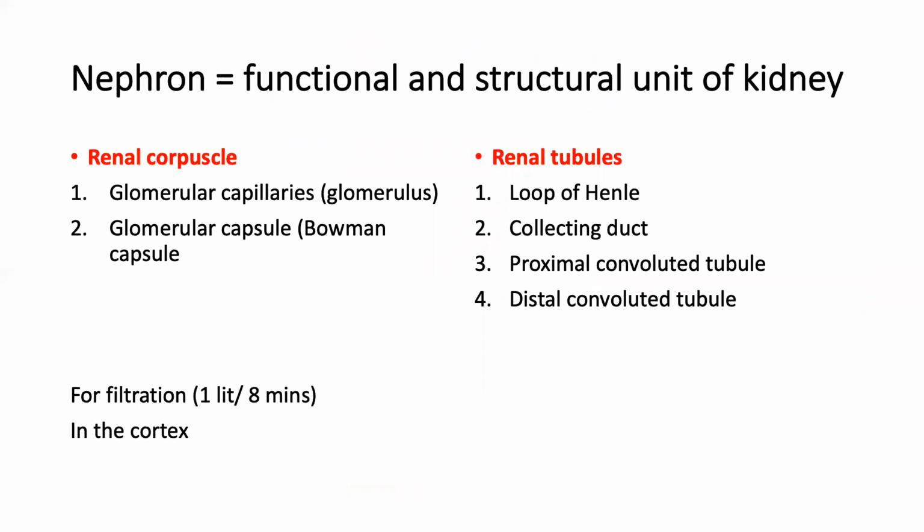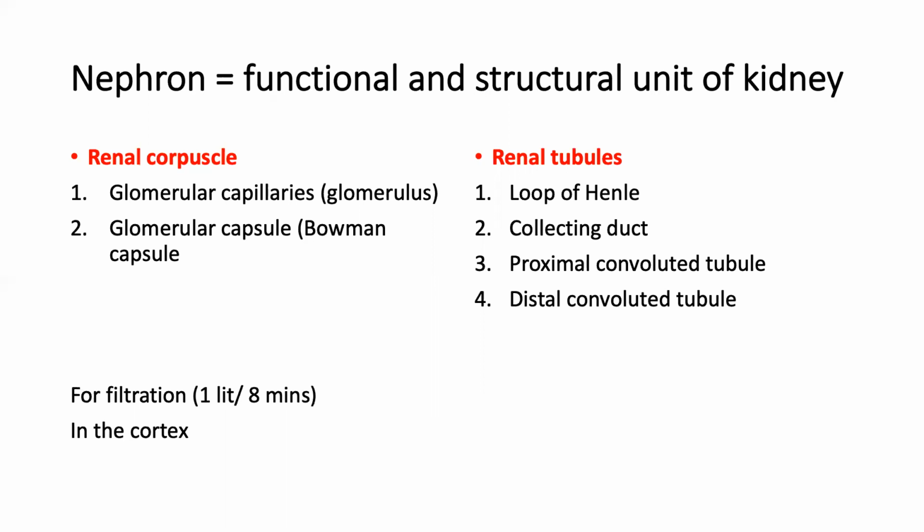Nephron is the functional and structural unit of the kidneys. It includes the renal corpuscle and renal tubules. The renal corpuscle, as you have seen, includes the glomerular capillaries and the glomerular capsule, which is called Bowman's capsule. In the tubular portion, we have the loop of Henle, collecting ducts, proximal convoluted tubule, and distal convoluted tubule. So that makes a nephron, which includes the renal corpuscle and renal tubule.